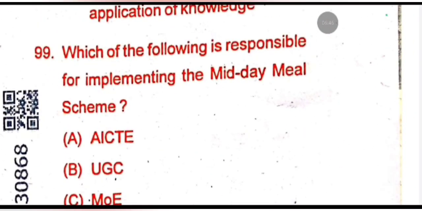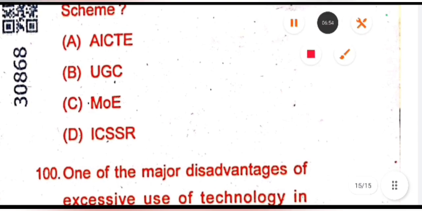Next question, which of the following is responsible for implementing the midday meal scheme? The correct answer is option C, MOI.